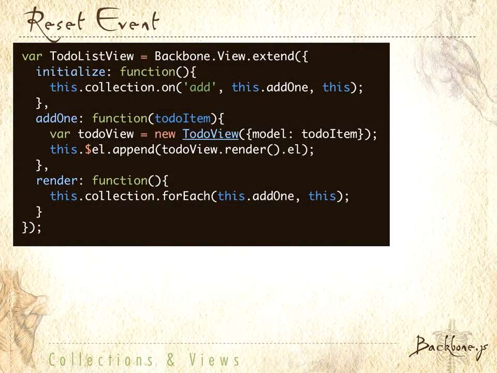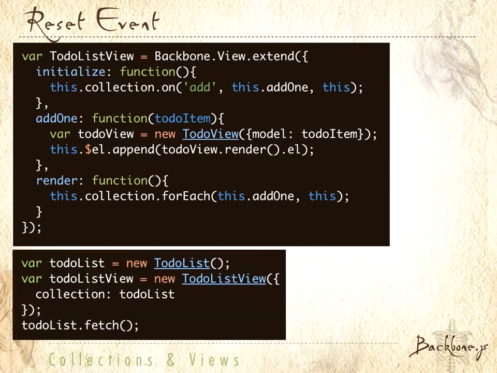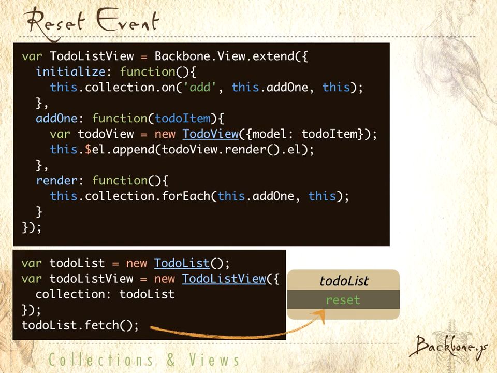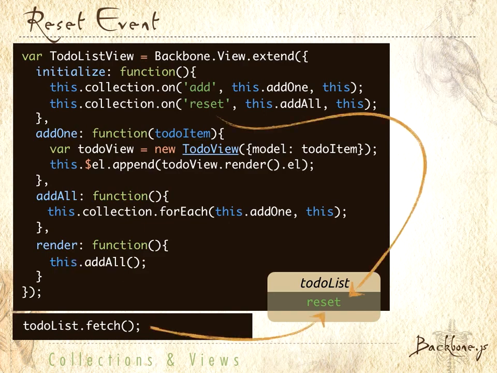Just like adding a new item to the collection at first didn't update our DOM, right now if we fetch a bunch of new items from the server, our DOM isn't going to get updated. When we call fetch on the collection, it's going to fire the reset event. We can listen to this event in the collection view and call this new function addAll when that event is fired. Now all we have to do is define addAll, which pretty much just does what render was doing before, and update render to use the addAll function.